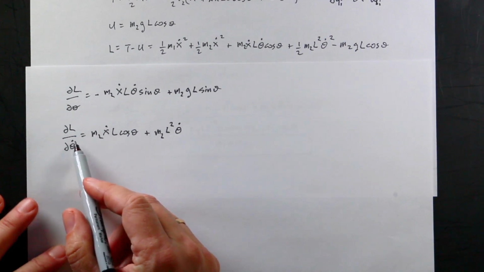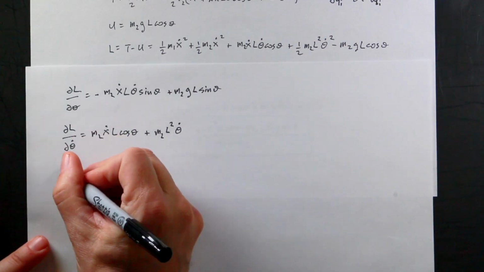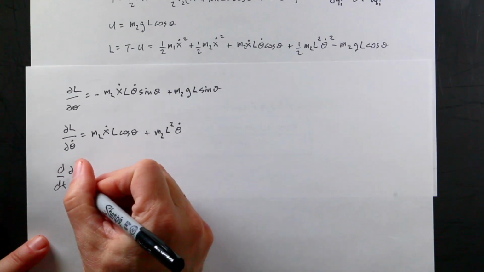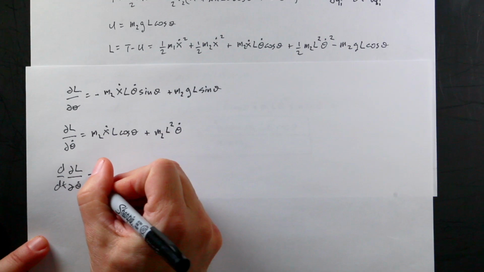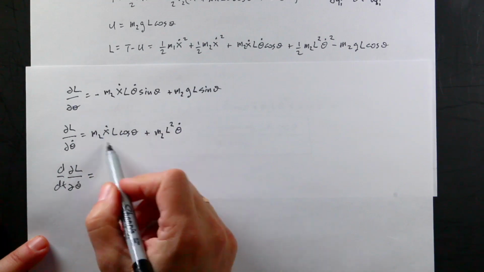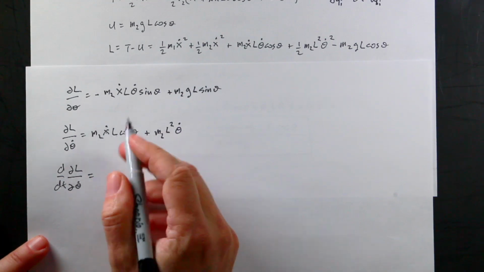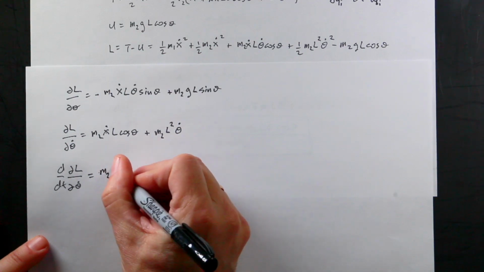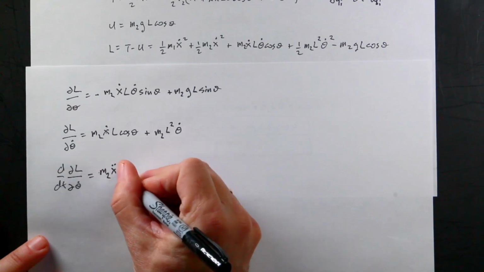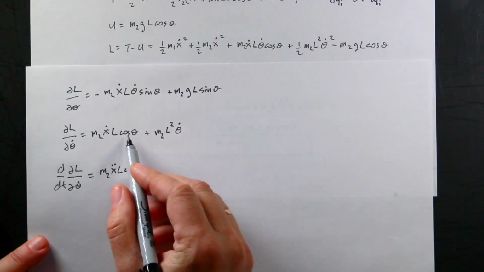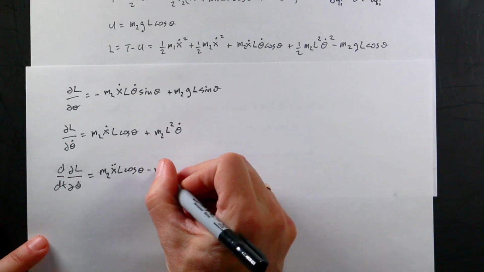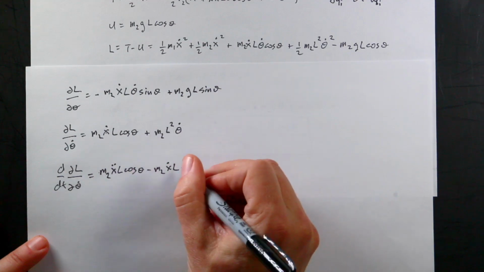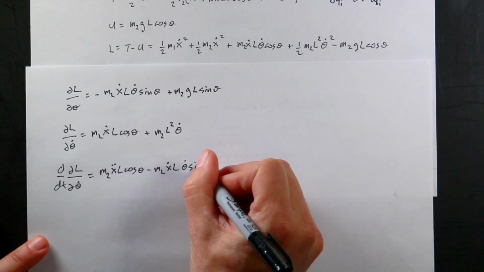Now I want to take the derivative of this with respect to time. d/dt of the partial of L with respect to theta dot is going to be equal to, okay, here I have two terms that depend on time. So let's do the first one first. The derivative of x dot is going to be x double dot. So I get m2 x double dot L cosine theta. Now if I take the derivative of cosine theta, I get minus m2 x dot L. I'm going to take the derivative of the inside, which is theta dot sine theta.